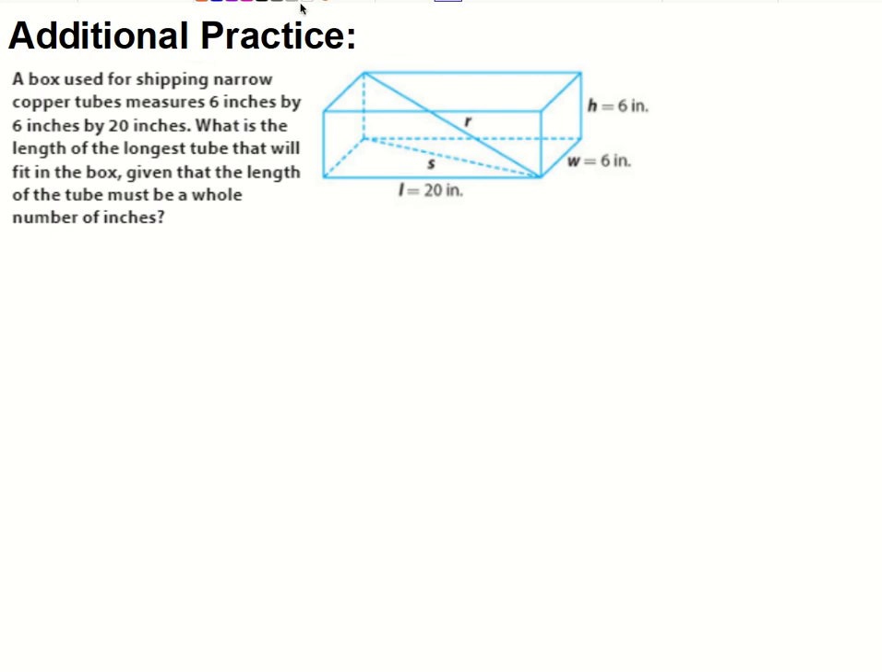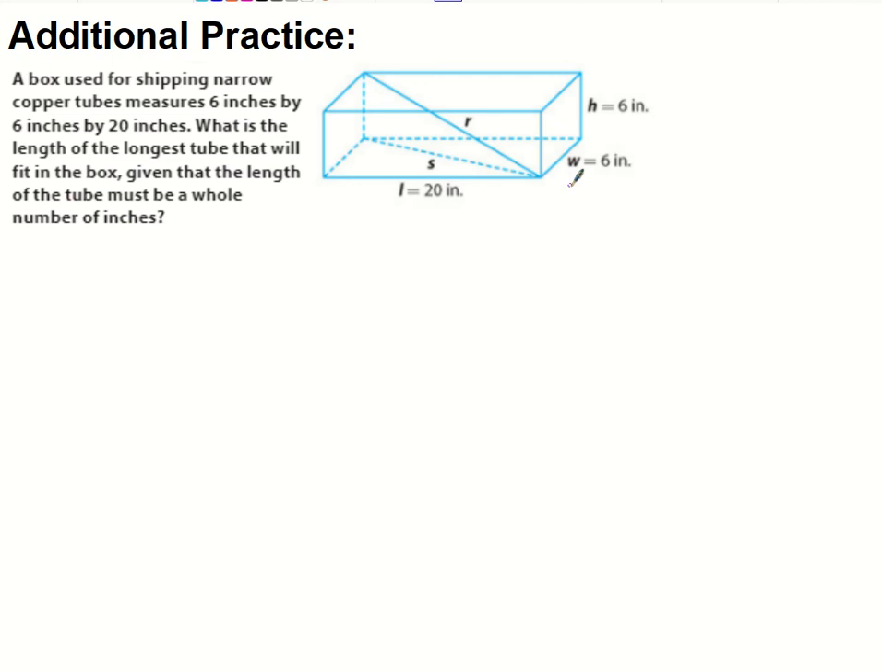Now, sometimes you'll get these problems that look kind of weird. Like this looks super complicated. But really this is just the Pythagorean theorem, maybe multiple times, you have to do it a couple times. Okay, so here's what I mean by that. So we have a box used for shipping. It measures 6 inches by 6 inches by 20 inches. So here's my dimension, 6 by 6 by 20. What is the length of the longest tube that will fit in the box, given that the length of the tube must be a whole number of inches?